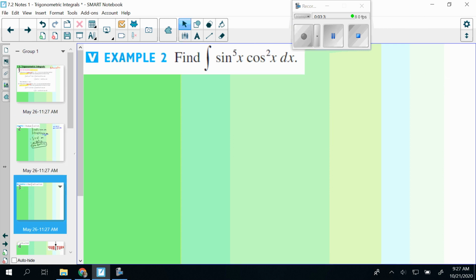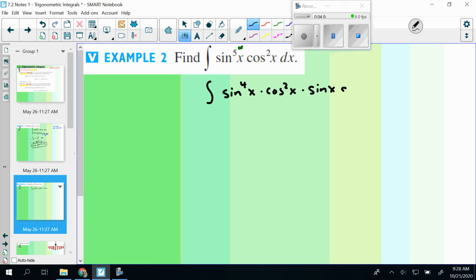All right, let's take a look at a different one. Next one, we have sine to the 5th times cosine squared. We want to look at which one is the odd one. You can see here that the odd one looks to be the sine. So on this one, we're going to separate and leave one of those sines. We're going to think of this as sine to the 4th x times cosine squared, and I'm saving one of those extra sines. So we still have 5 sines here. It's just that we separated one of them out.